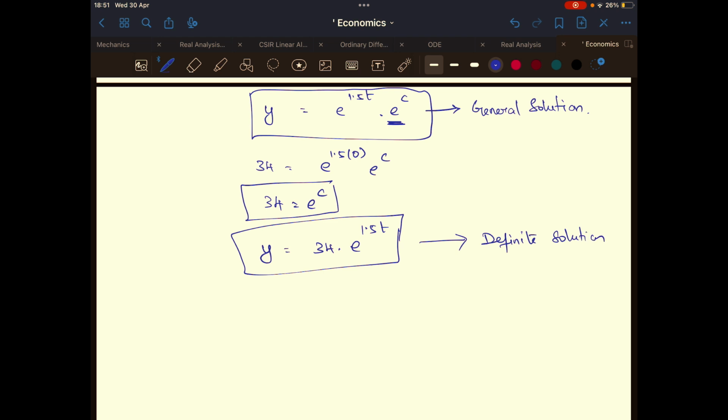That is, instead of the constant c in the solution, if there is a specific number, a specific constant, it is a definite solution. If it is given with the constant c representation, it is the general solution.